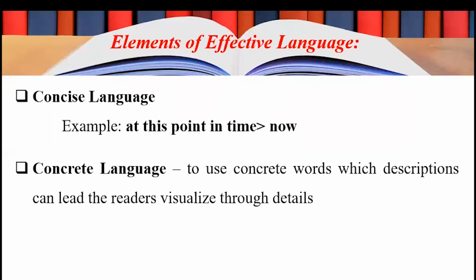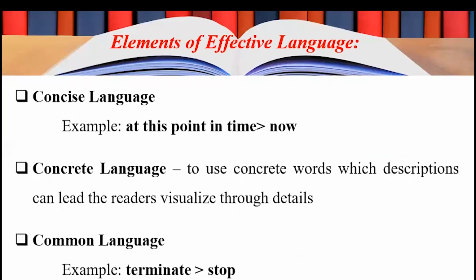Concrete language refers to the use of concrete words whose descriptions can lead the readers to visualize through details or bring to the readers specific visual images rather than abstract words which are ambiguous. You must choose the right words that most express your meaning or specific words to clarify ideas and images. Next, we have the common language. Common language refers to the use of common words in writing which are easily understood and recognized by the readers. Like, for example, instead of saying terminate, you can say stop.